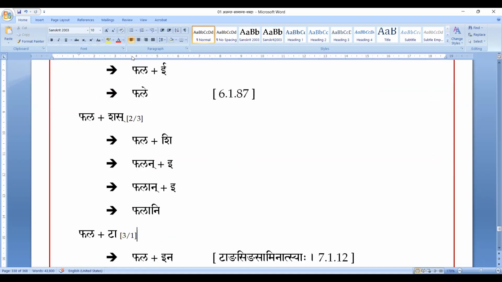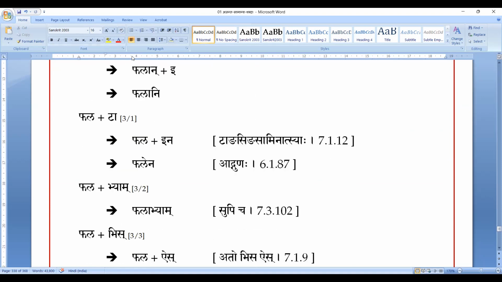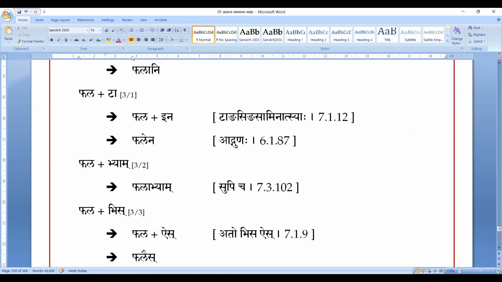The same way for Dvitiya Vibhakti also. And Tritiya: Pala plus Ta will become, by Tangasinasam, Inatsyah. By that sutra, Ina will come, then Pala plus Ina, Palena by Guna sandhi. Pala plus Bhyam, Supi Cha, Palabhyam. Pala plus Bhis, Ato Bhisa Ais, as we have done in Rama Shabda, the same: Palaih. Palais, Padanta sakara, Palaih.